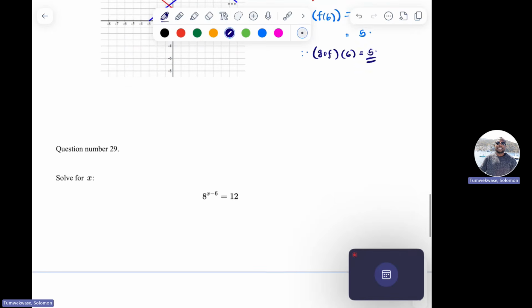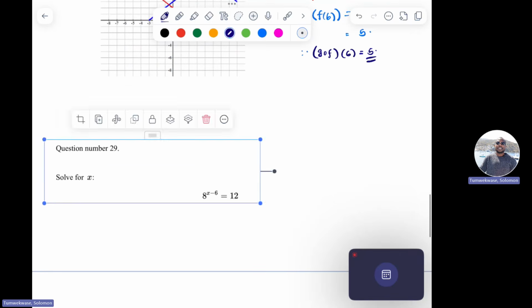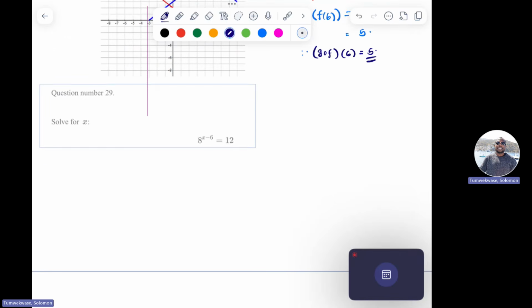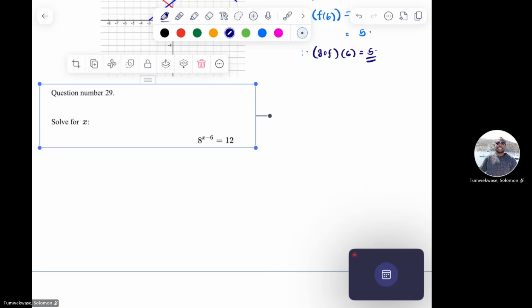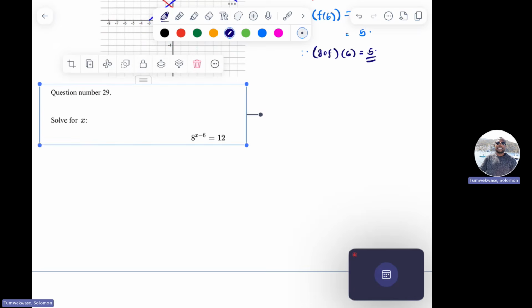Okay, then question 29. I thought I should go over question 29 because it has something we've been talking about. And question 29 says that we need to solve for x. Now, this is where we use one of the rules of logarithms.